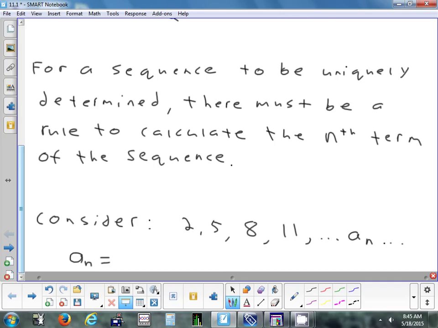It's going to have a variable in it. The variable you're going to use is n. And you're going to do something to n to get the term. Sometimes it's helpful if, either above or below, you put what n is in each case. This is the first term, second term, third term, fourth term.